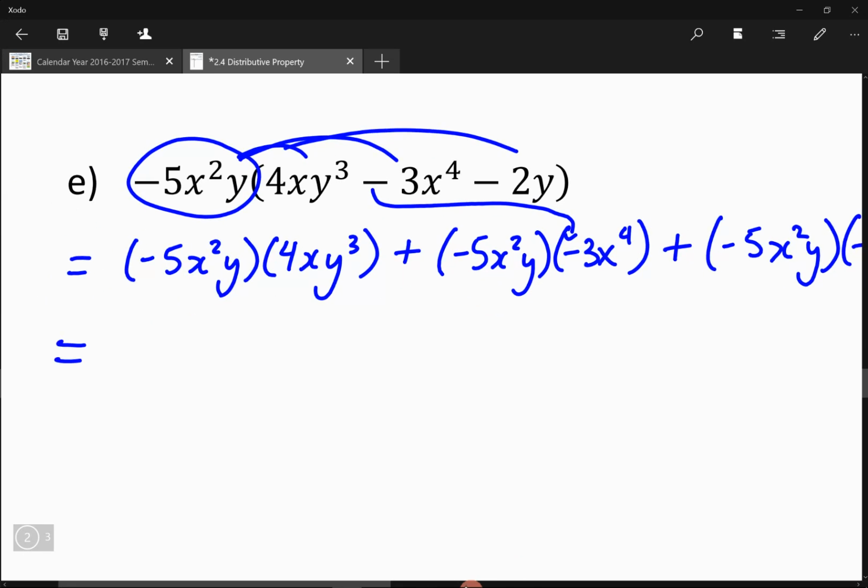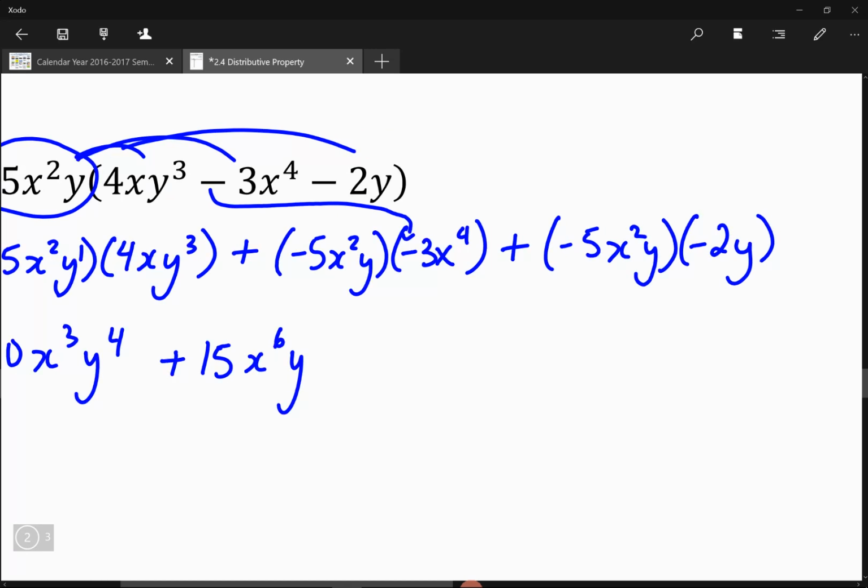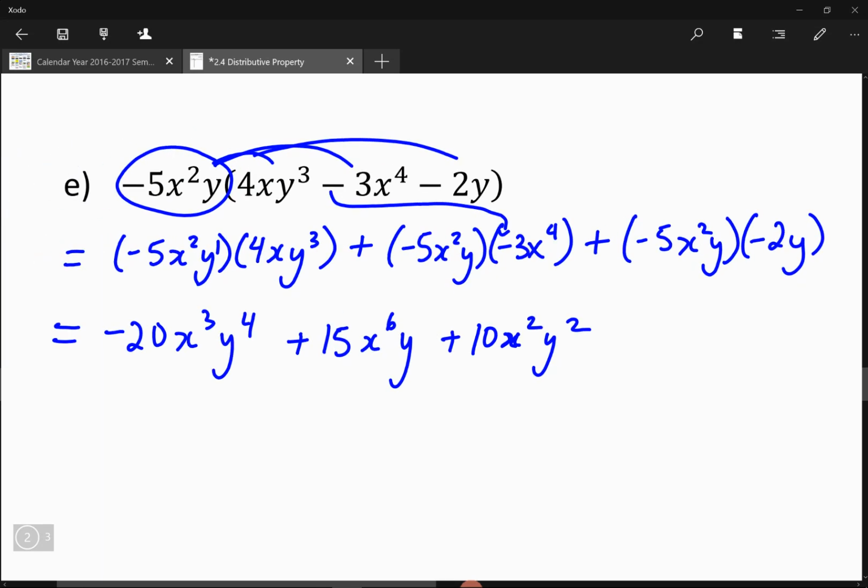So negative 5x squared y times 4xy cubed. Multiply the coefficients, negative 20. X squared times x is x cubed. Y times y cubed is y to the exponent 4. Don't forget that invisible 1. Then we have negative 5 times negative 3, which is positive 15. X squared times x to the 4 is x to the power of 6. Then I have y by itself. And then the last term here, negative 5 times negative 2 is positive 10. And then x squared, this is only by itself, so x squared. And then y times y is y squared. There you go.